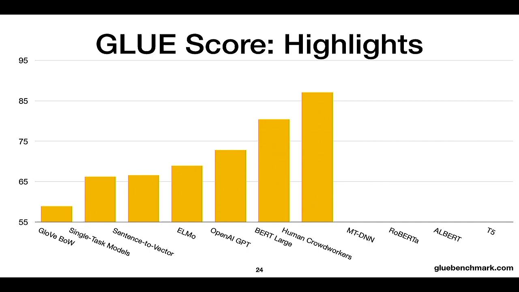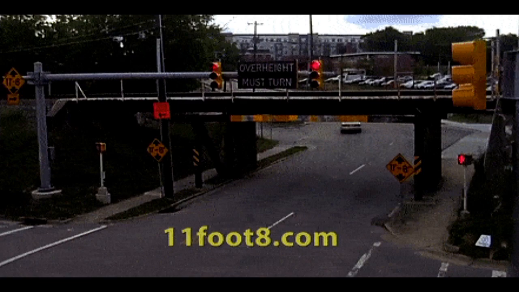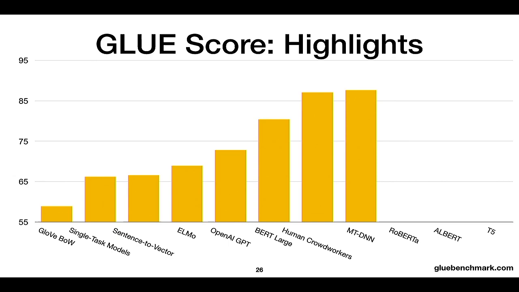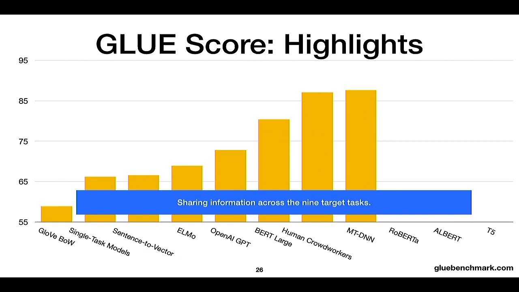But within a few weeks of us publishing this result, Microsoft came out with a BERT variant, which just changes how BERT is fine-tuned, that did slightly better than humans. So by our definition, GLUE has about this much headroom. This method added some information sharing across tasks. You do a phase of pre-training where you train on all 9 tasks at once before you fork off into 9 separate models. This turned out to help.